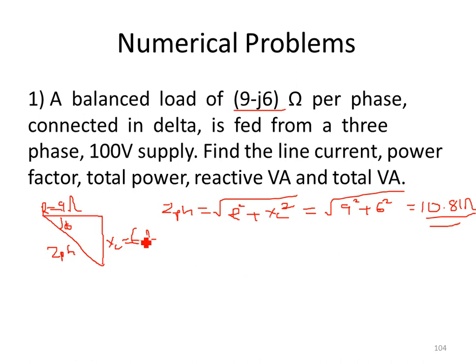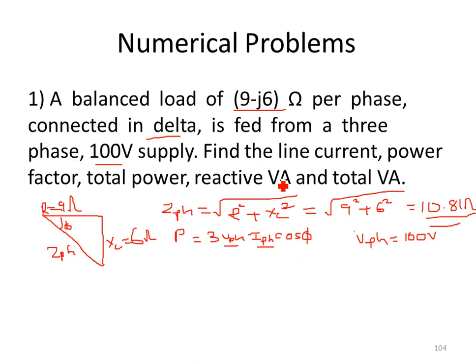Now, to find power, what is basically power? Power is equal to 3 times V phase, I phase into cos phi. So you need to calculate V phase and I phase. Now see, it is a delta connection. Therefore, V phase is equal to line voltage. In three phase systems, line voltage will be given. Therefore, V phase you can take as 100 volt.